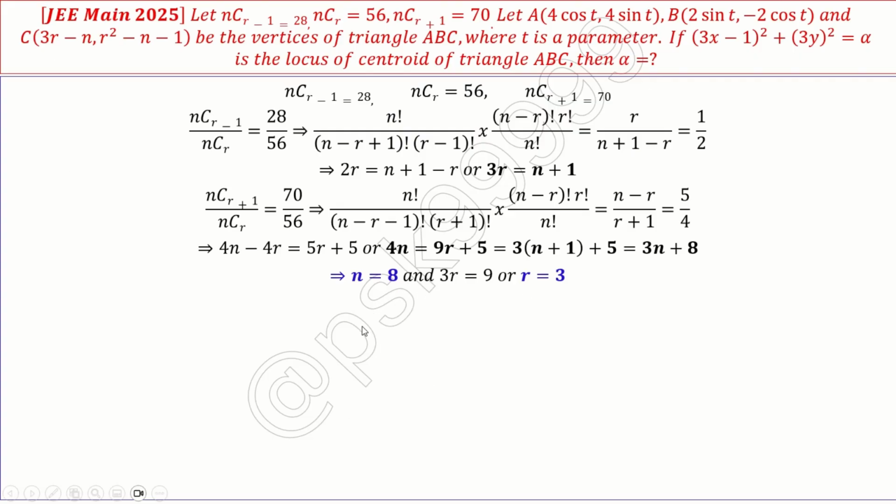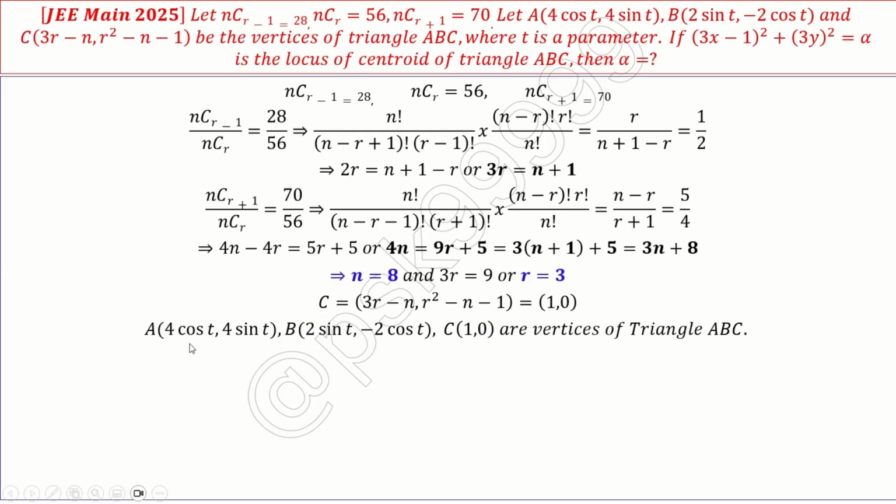So I can easily calculate the vertex C. C is nothing but 1 comma 0. So now let's write ABC here. A is 4 cos t, 4 sin t. B is 2 sin t, minus 2 cos t. C is 1 comma 0.